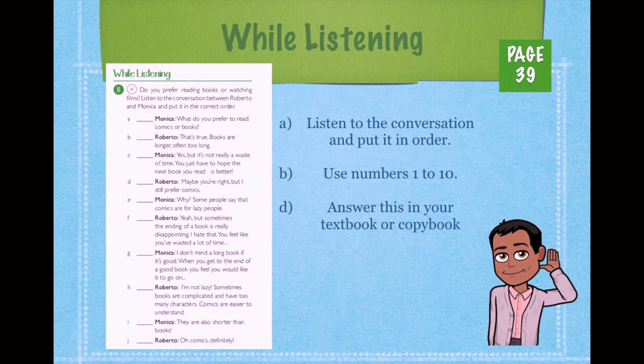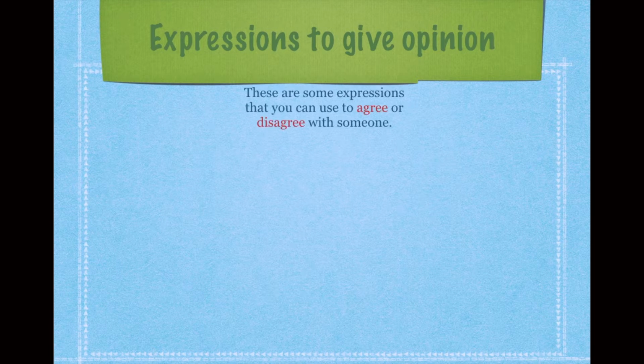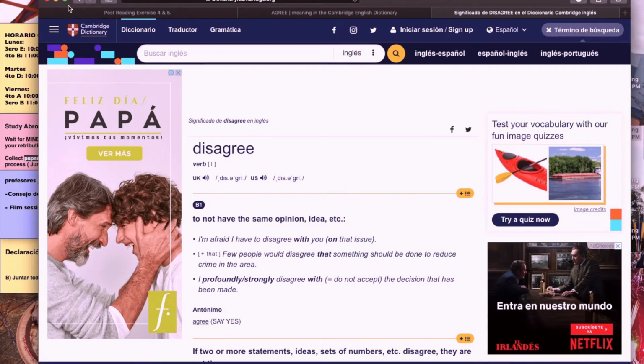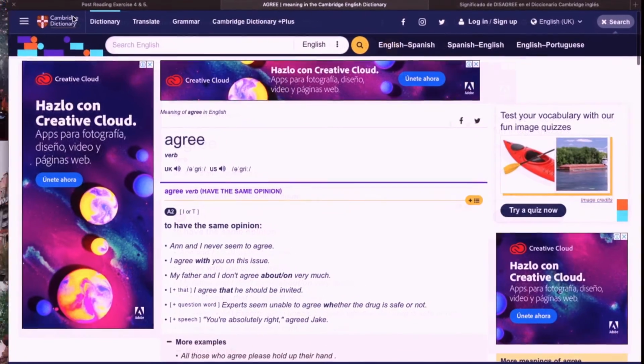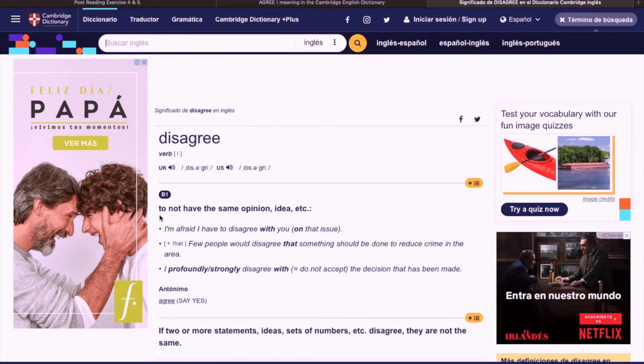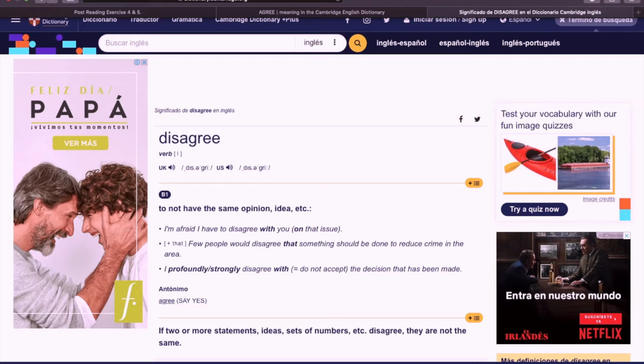So, well, now let's move on to the next part of the class. So, expressions to give opinion. So, these are some expressions that you can use to agree or disagree with someone. Do we know the meaning of agree and disagree? Let's have a look at it on the online dictionary. So, we have agree, which is to have the same opinion, okay? So agree means to have the same opinion. And disagree, it's the opposite, to not have the same opinion or idea, okay?